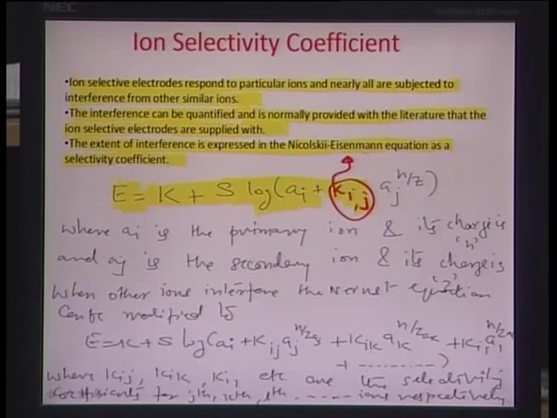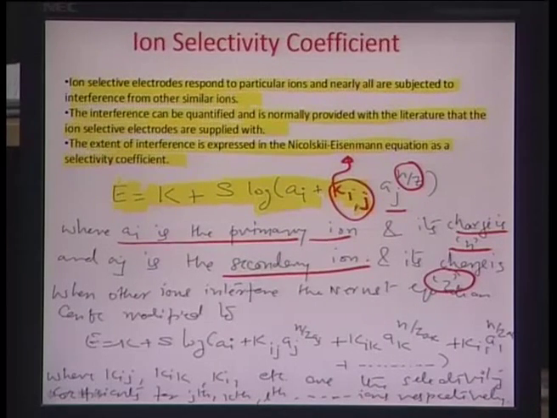That is how the selectivity coefficient is defined, times Aj, which is the activity of the jth ion, the interfering ion, to the power of n by z. Here n is the charge of Ai, the primary ion of interest, and z is the charge of the secondary ion, the interfering ion j in this case. The derivation of this equation is of course not within the scope of this course, but it does give a fairly accurate estimate of the modified EMF in the presence of a jth interfering ion.